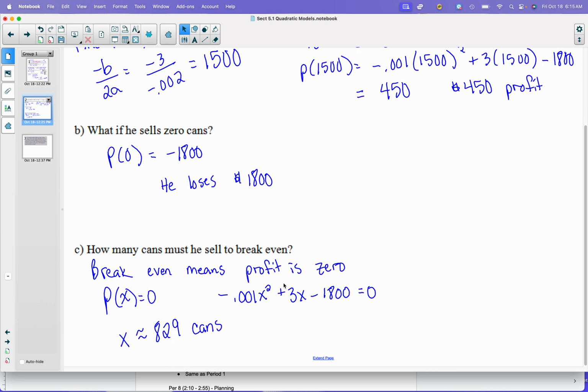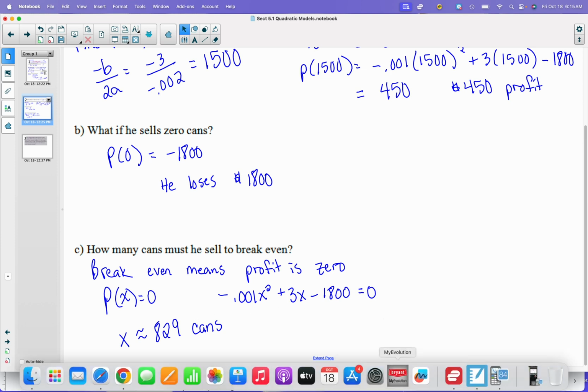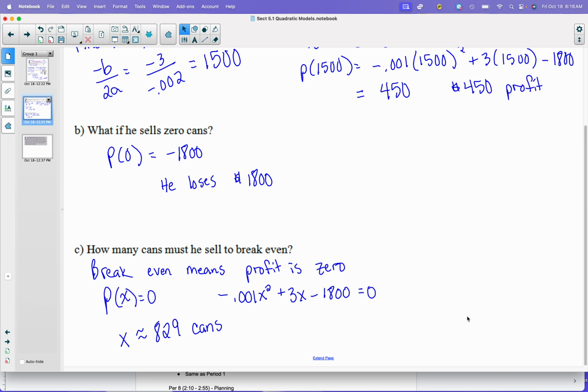Break even means that your profit is 0. So you want the profit function equal to 0. So it's kind of like having the projectile hit the ground. It's the same problem. I just did this on my calculator, not the class one, but my personal calculator. I plugged this in to Y1, and then I just did second calc 0. You will have to adjust the window, but we know the maximum is 450, so you can adjust it so you can see all of the graph. Then I did second calc 0, and I got about 829 cans, or you can solve it.